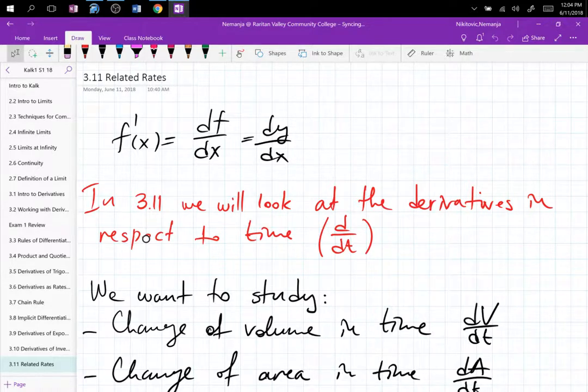So we're taking the derivatives with respect to time. We want to see the change involved in time, and most of these problems are related to some kind of geometry. And then we let it change in time and grow. And we measure that with the derivative taken with respect to time.